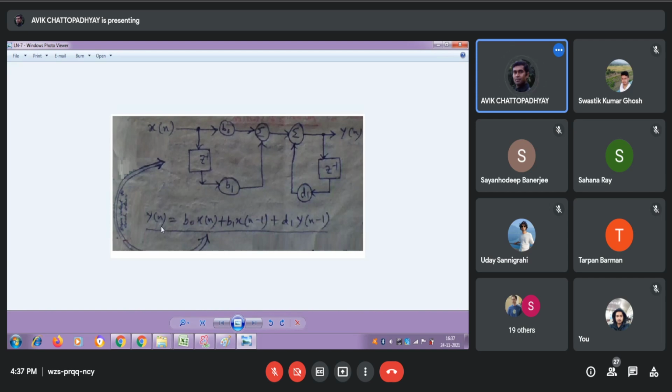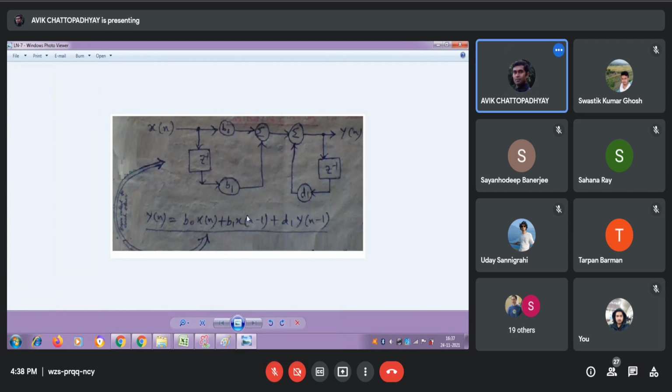So simple. That means you can put different values of n. Suppose we put n equals 0, meaning the present instant, say when you first started the system. When n equals 0, we need x of minus 1 and here y of minus 1.